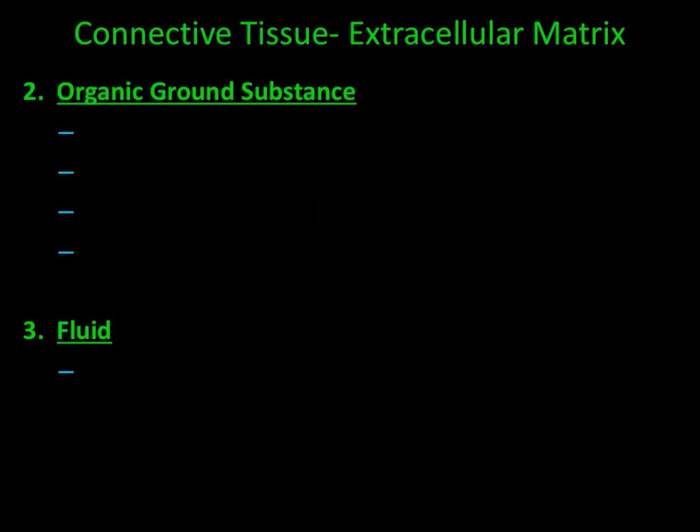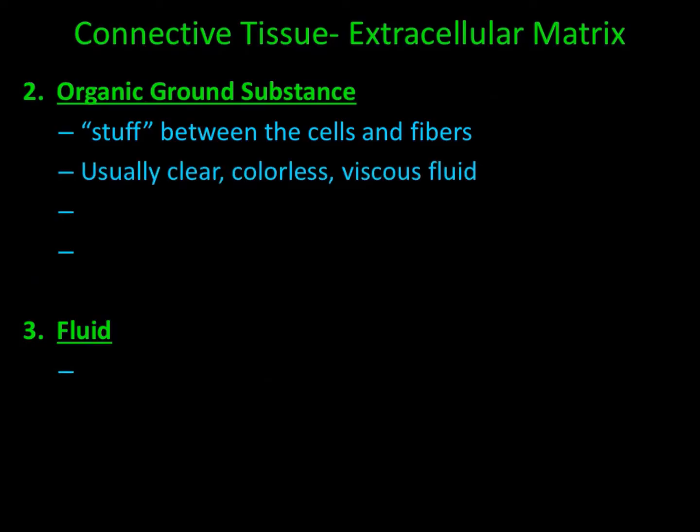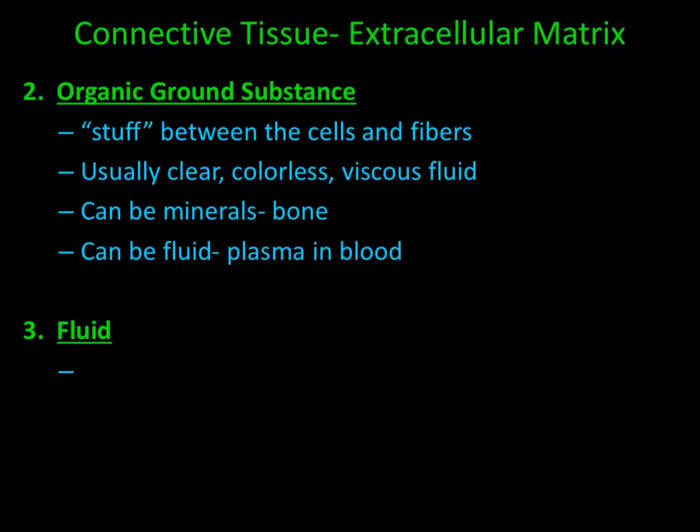The second component of extracellular matrix is something called organic ground substance. Organic ground substance is the stuff between the cells and fibers. This stuff is usually clear, colorless, and some sort of a viscous fluid or a jelly-like substance. However, organic ground substance can also be composed of minerals, such as that found within bone, or it can be a fluid, such as the plasma in blood. And the last component of extracellular matrix is fluid, in which cells and fibers are suspended.